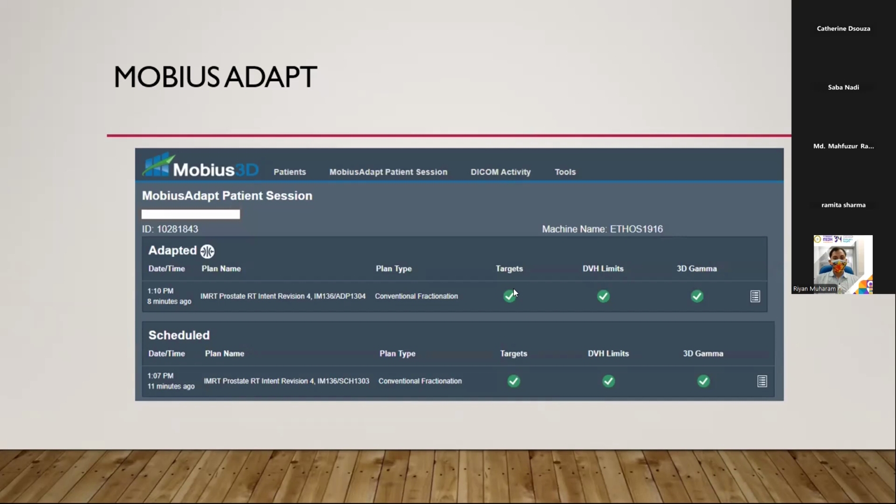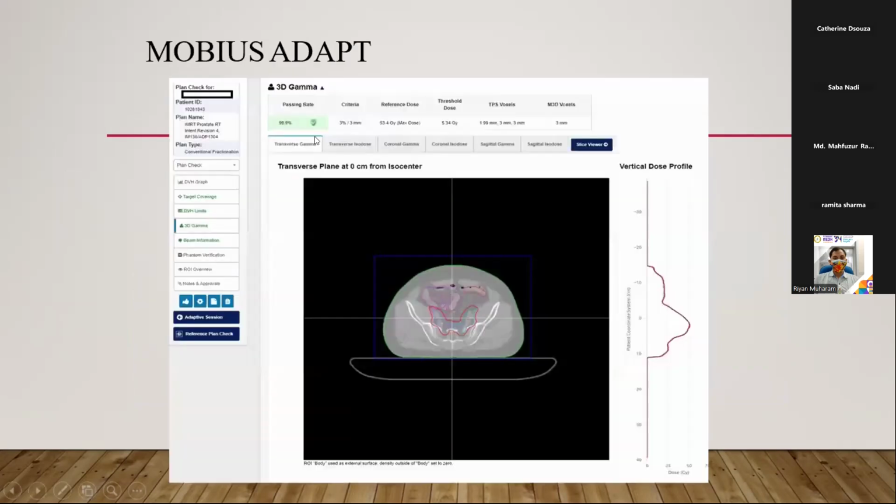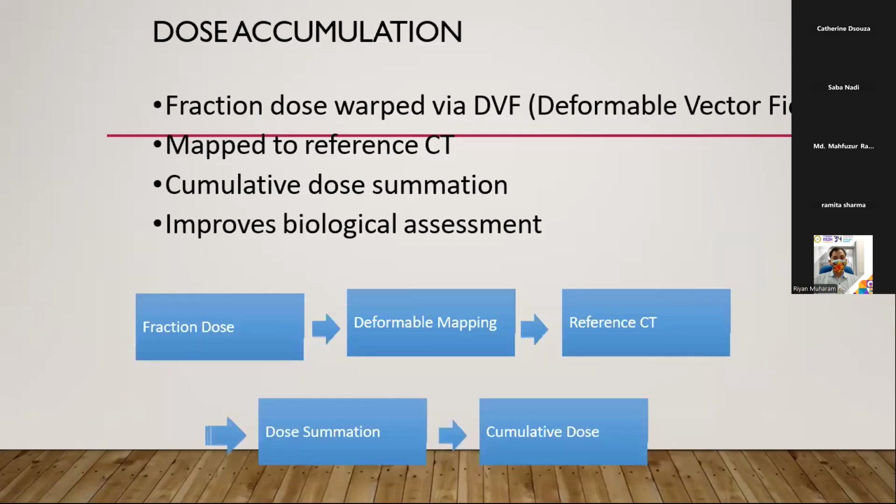This kind of window you will see in the system. In the Mobius Adapt software, it will check with green that all the targets have been achieved, the DVH limits are achieved, and the 3D gamma passing rates, 3%, 3 mm, are also achieved. Here we have achieved 99.9% gamma passing in this prostate case. This kind of report will be generated, and once the medical physicist is confident that the patient-specific QA is passed, the patient can undergo the treatment.